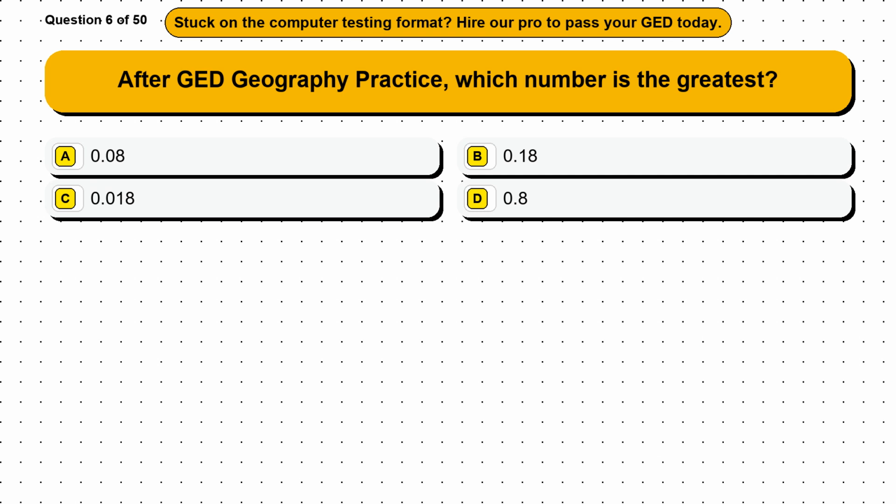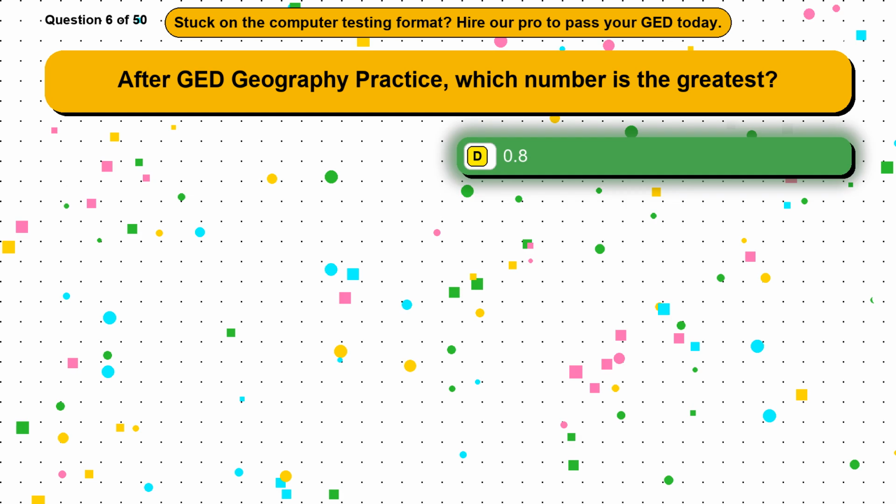Question 6. After GED Geography Practice, which number is the greatest? Option A, 0.08. Option B, 0.18. Option C, 0.018. Option D, 0.8. The correct answer is option D, 0.8.